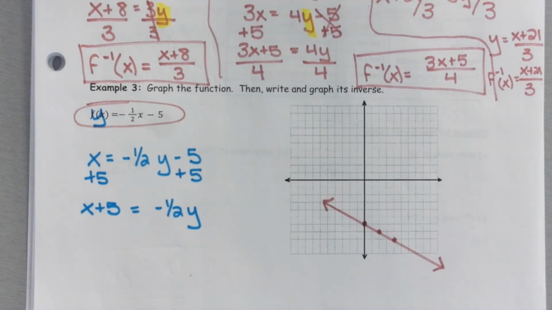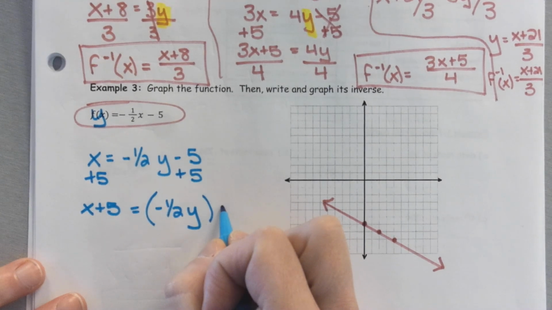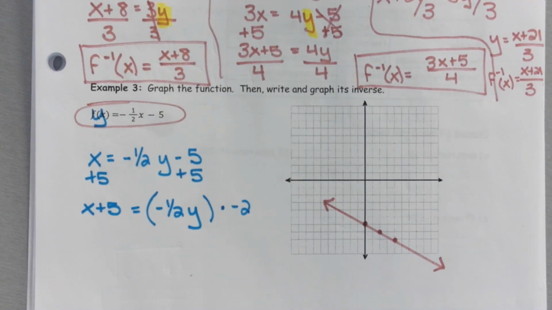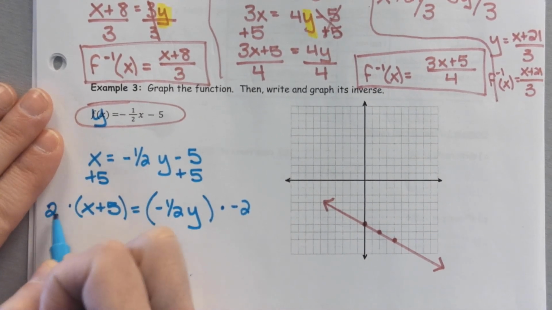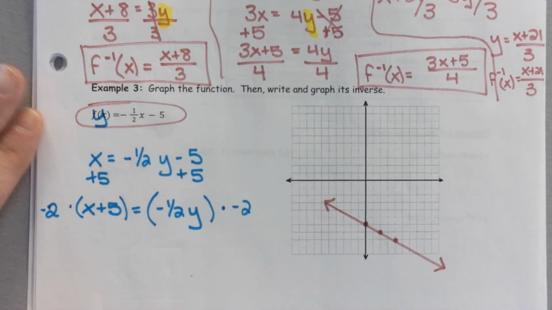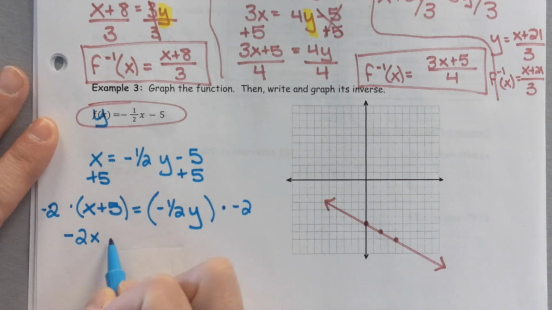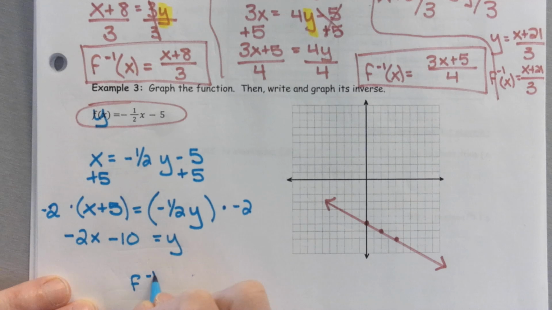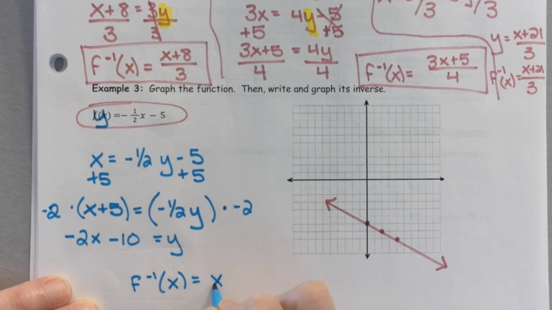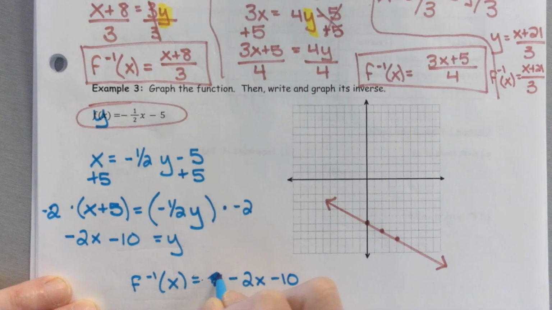How can I get rid of the negative 1/2? Let's get rid of it in one step. We could divide. Could I also multiply it, though, by negative 2? Yeah, that works a little bit better, I think. So we're going to multiply by negative 2. And this time I'm going to distribute it to both numbers. Watch out. Negative 2x minus 10 equals y. So if I rewrite it in my fancy notation, because we want to be fancy, right? I need negative 2x minus 10.